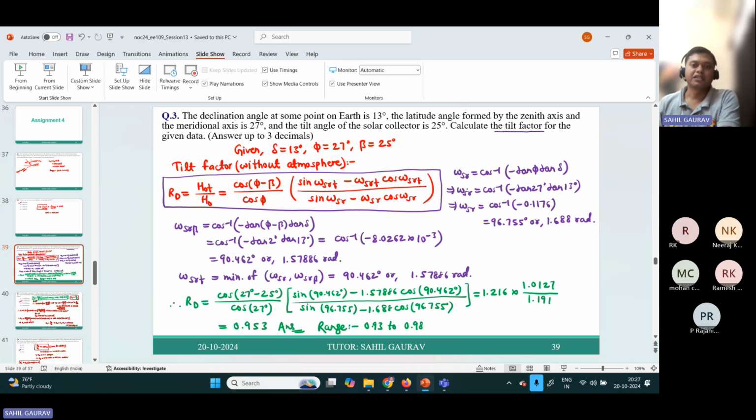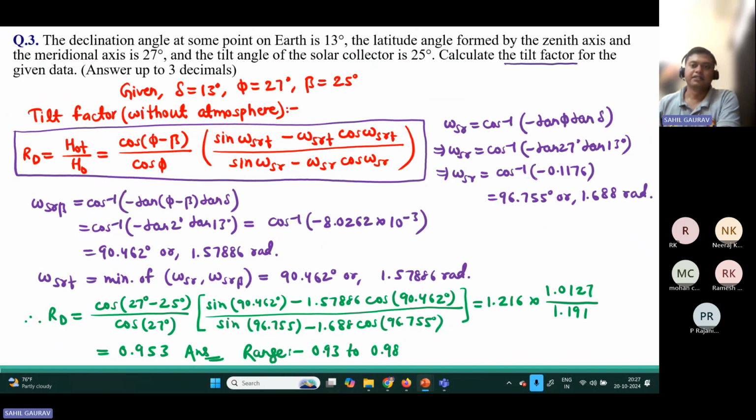So first find omega_SR. Omega_SR is cos inverse of minus tan phi tan delta. So omega_SR will come as cos inverse of minus 0.1176, so omega_SR is 96.755 degree or 1.688 radian.